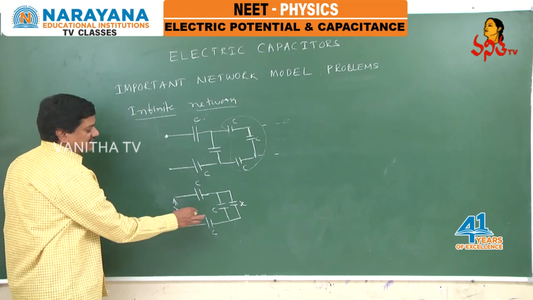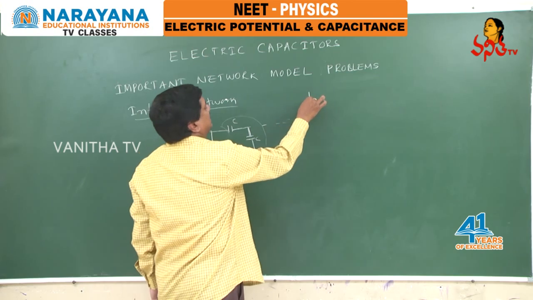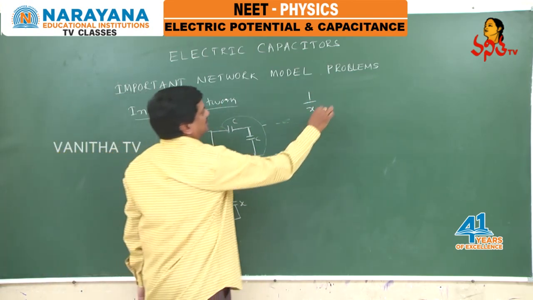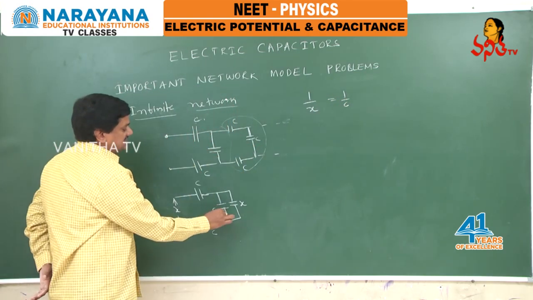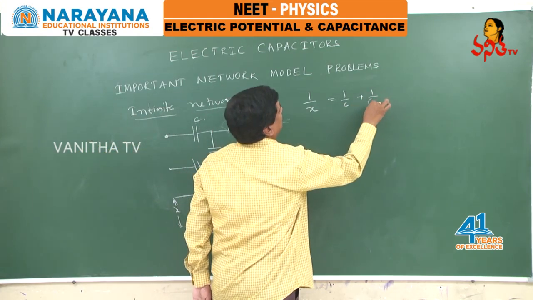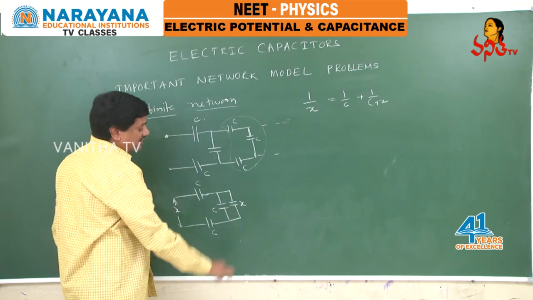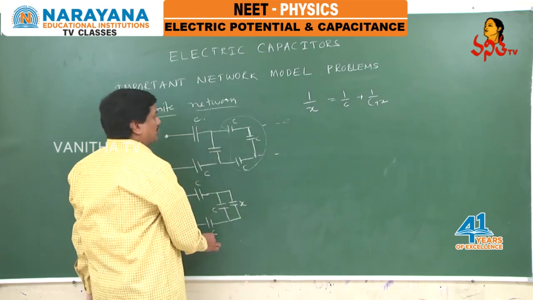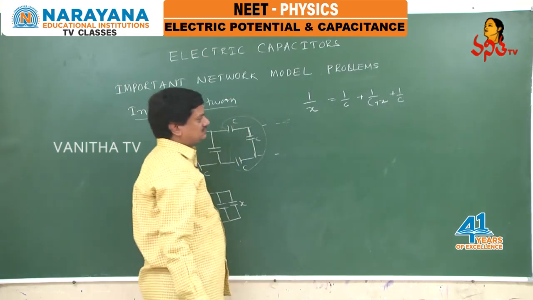It is X. If you see the diagram, what you can write is 1 by X equals first capacitor 1 by C. Now it is a series combination of C and X, so plus 1 by C plus X. It is a parallel combination of C and X. So what is the effective capacitance? C plus X. And one more capacitor is left over, that is equals to 1 by C.